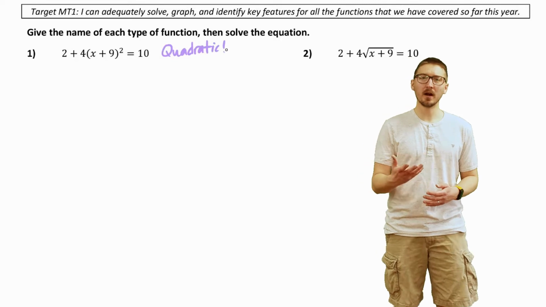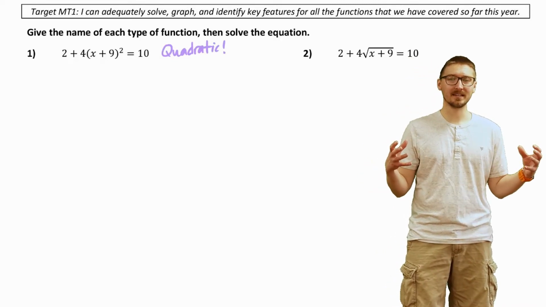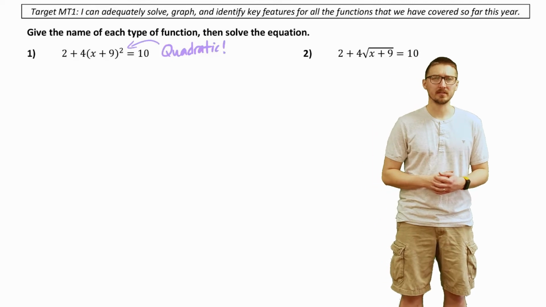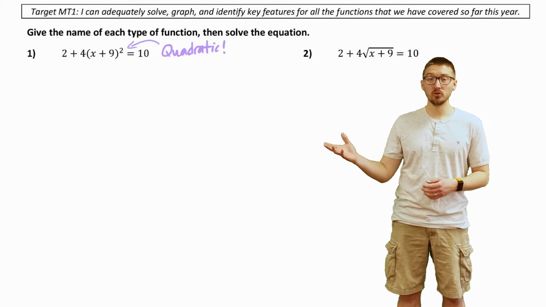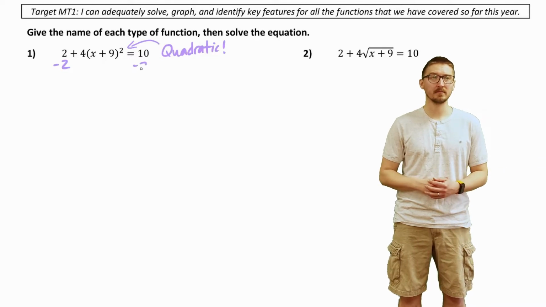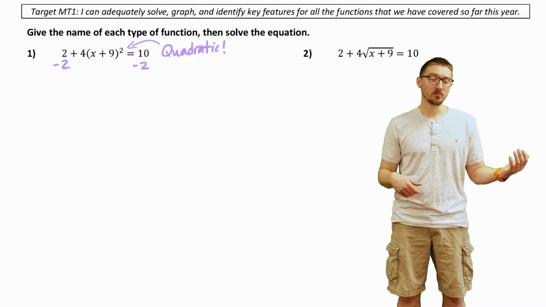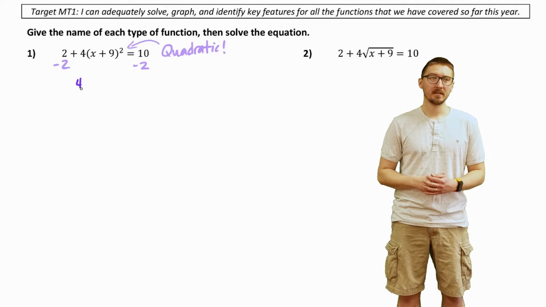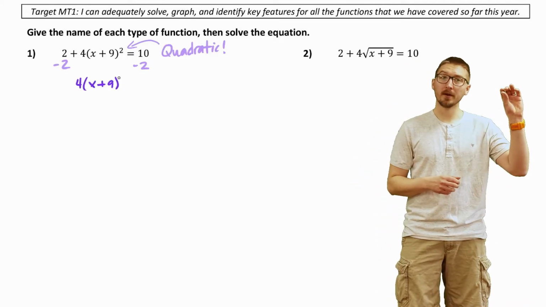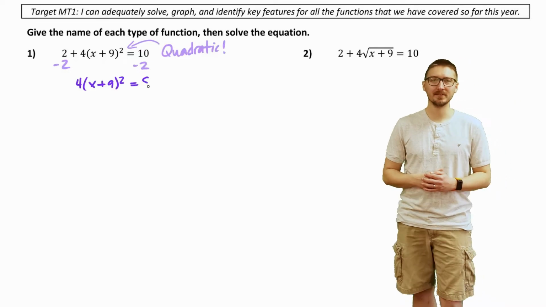The first thing we need to try, though, is getting rid of the easiest things, the things that are furthest away. And so that would be the 2 at the very front in this case. So taking that 2 and moving it to the other side with the 10 means I need to subtract. So subtract 2 on the right, subtract 2 on the left. That just leaves 4, and then in parentheses x plus 9 squared equals 10 minus 2 is 8.